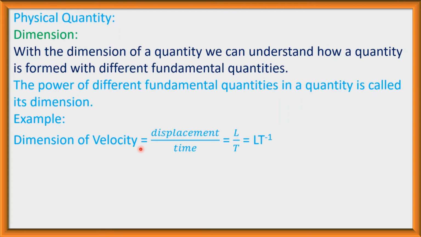So velocity is a derived quantity, and in velocity there are two fundamental quantities, length and time. From this dimension we can understand length divided by time is velocity. Therefore the dimension of velocity is L T to the power minus 1. Generally we use third brackets to express the dimension of a physical quantity. Here third bracket, here also third bracket.